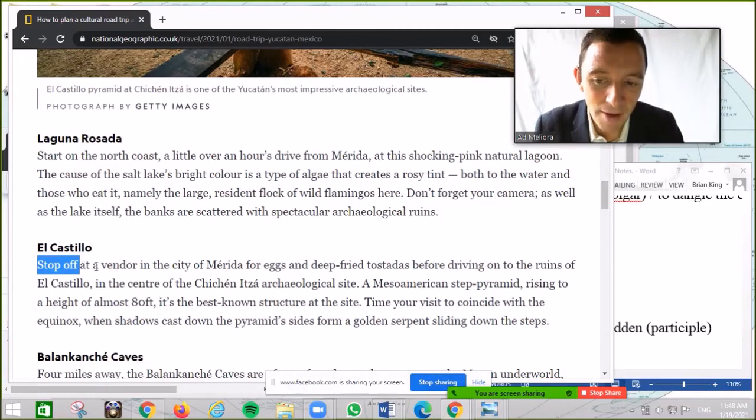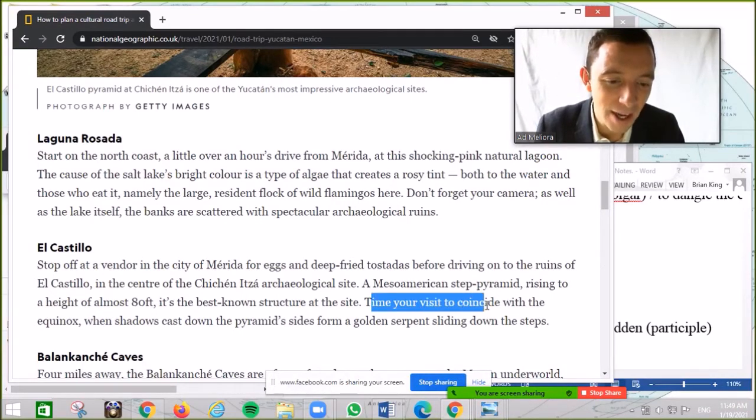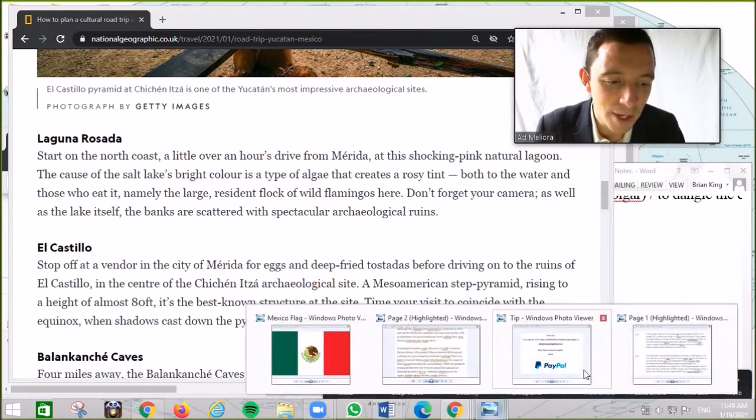Stop off at a vendor in the city of Merida for eggs and deep fried tostadas before driving on to the ruins of El Castillo in the center of the Chichen Itza archaeological site. A Mesoamerican step pyramid rising to a height of almost 80 feet. It's the best known structure at the site. Time your visit to coincide with the equinox, when shadows cast down the pyramid sides form a golden serpent sliding down the steps. Okay, so very interesting for sure, good vocabulary.